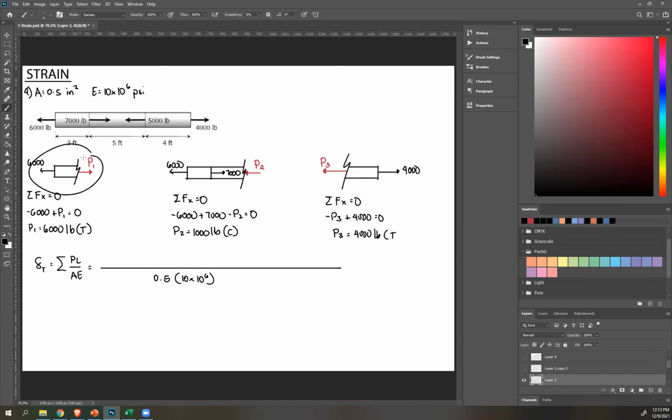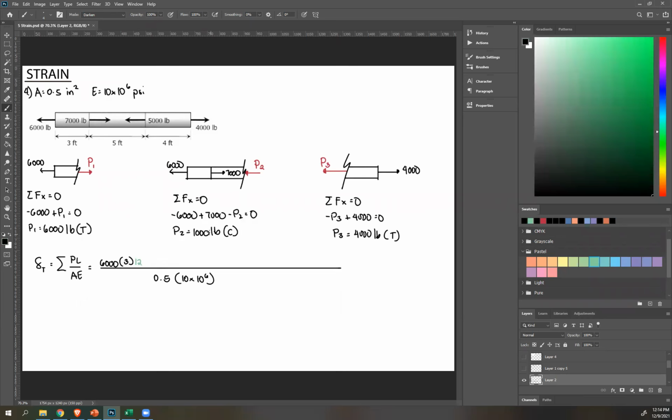Let's start with the first segment, right? So that's P1 L1. P1 being 6,000 pounds. Now this is where your tension, compression, tension is important. Because remember, sign convention, tension is positive, compression is negative. So apply that here as well. So 6,000 pound tension, therefore that's positive 6,000. Length is 3 feet. Now remember, we need to have consistent units. We're usually following the unit of E, which is pound per square inch. So I should convert feet to inches. To convert that, just multiply by 12.